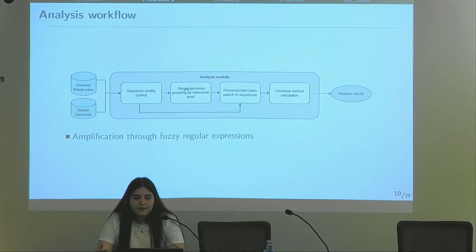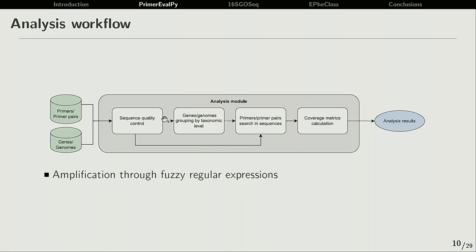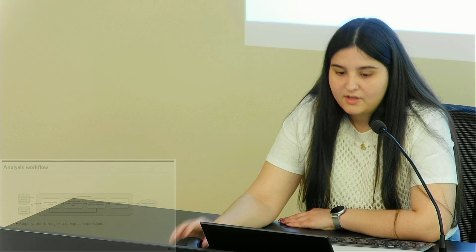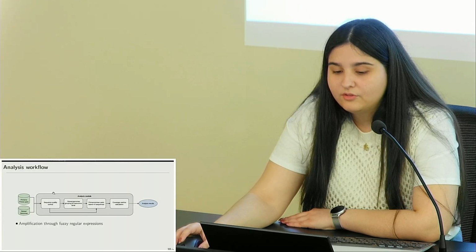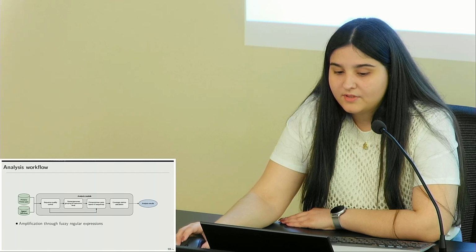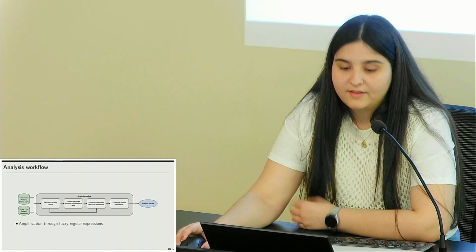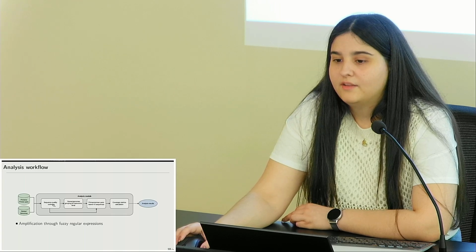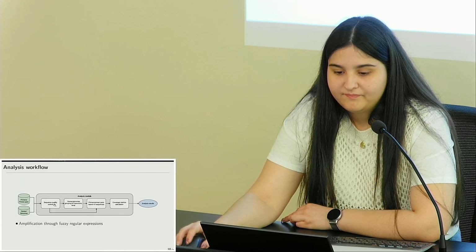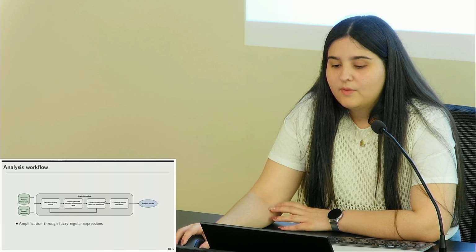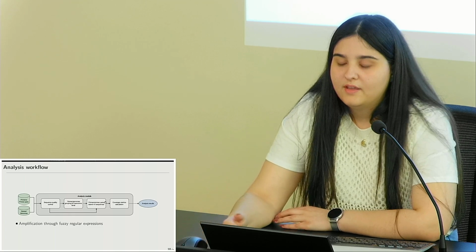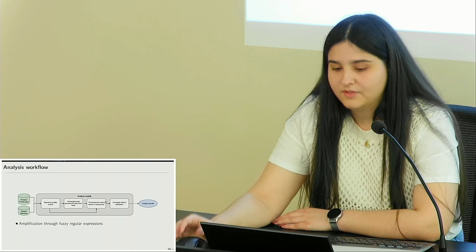And how PrimaryValPy works is that we receive as input the sequences of the primers and also the sequences of the genes or genomes where we want to test these primers. There's a first step for quality control where we check the target sequences, which are the sequences of the genomes and genes under study, for any degenerate bases that can affect the analysis. Then there's a second step that we'll skip for now, and then we can proceed to look for the primer sequences in the target sequences.